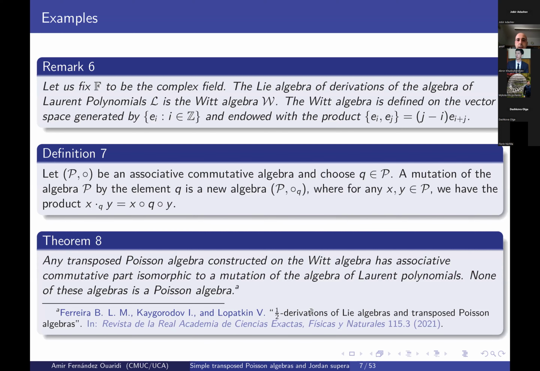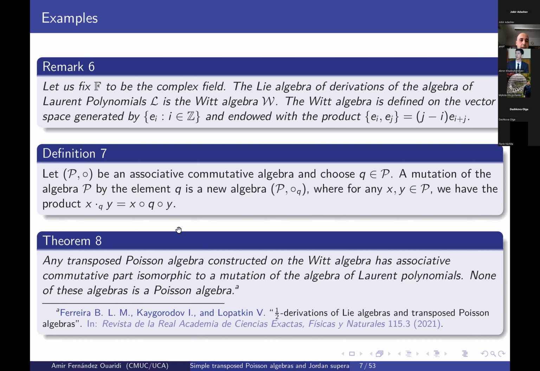Another example, this one is also very interesting, is if we take the field to be the complex field, then the Lie algebra of derivations of the algebra of Laurent polynomials is the Witt algebra, which we will denote W. The Witt algebra is defined on the vector space generated by the elements A_i for i in Z, and endowed with the product given here.